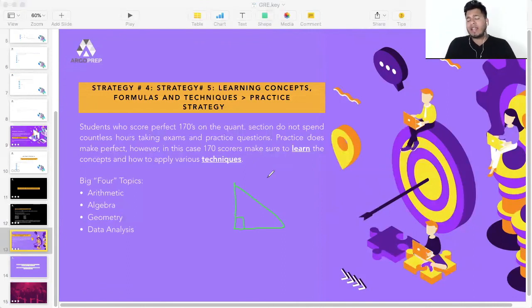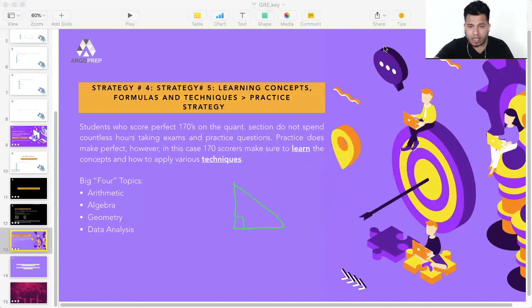So for geometry and data analysis type questions, most of the questions are rated medium to hard. The GRE exam loves to test you on that. So if you want to be a 170 scorer, you really need to focus on your geometry and data analysis conceptually, and strengthen that.